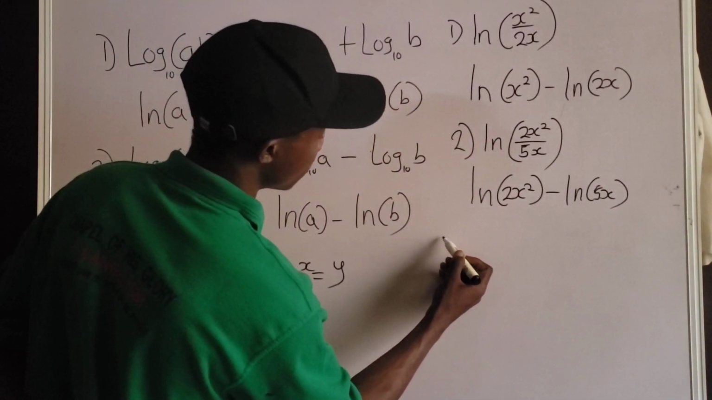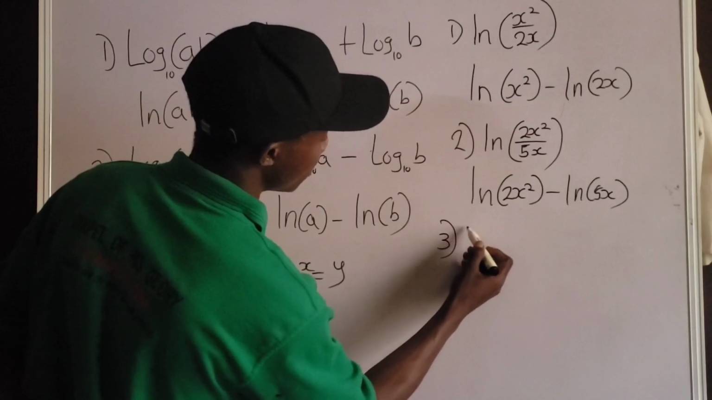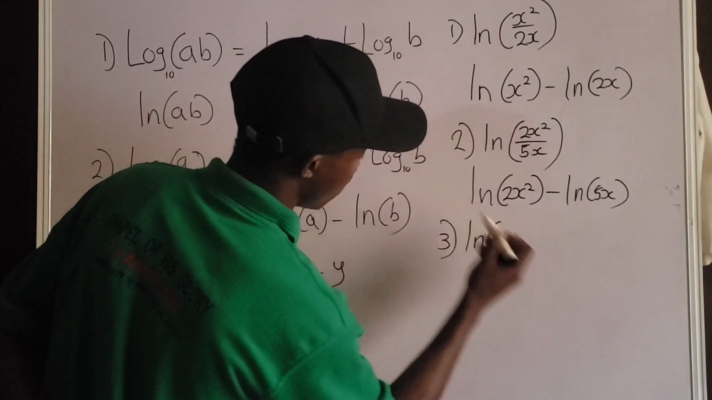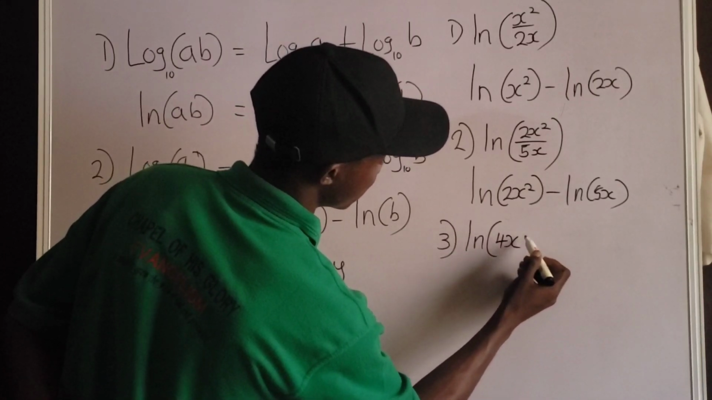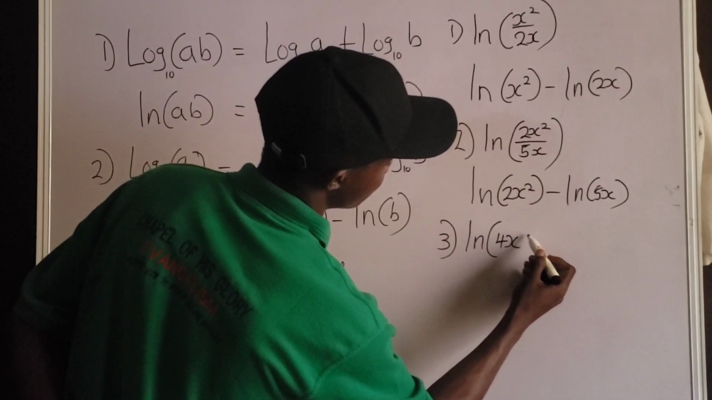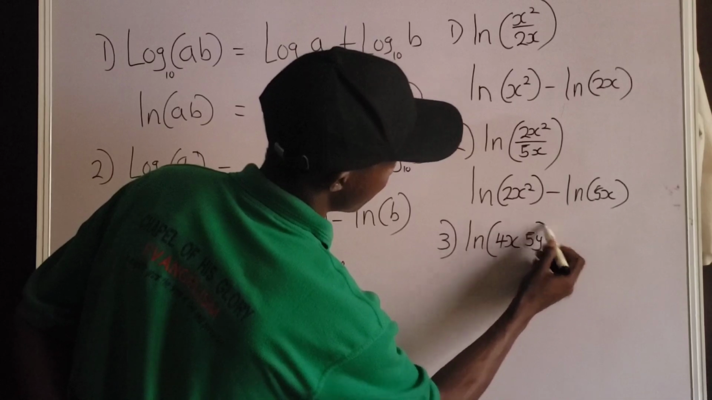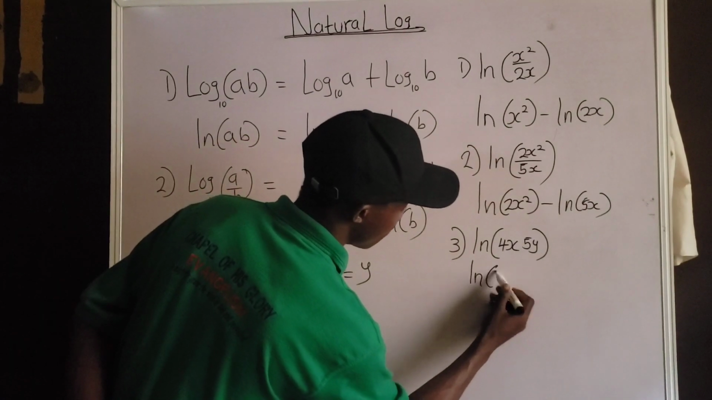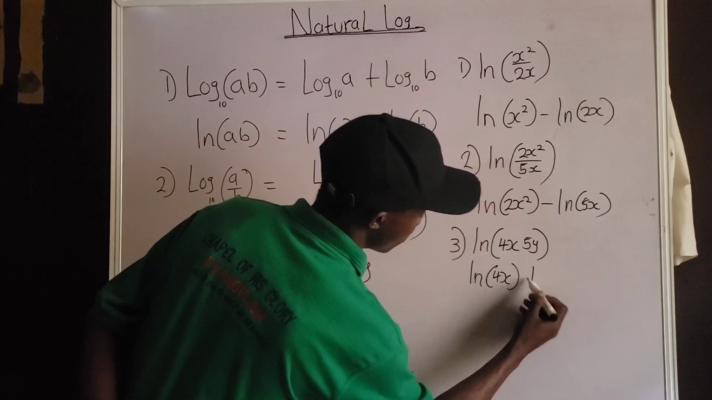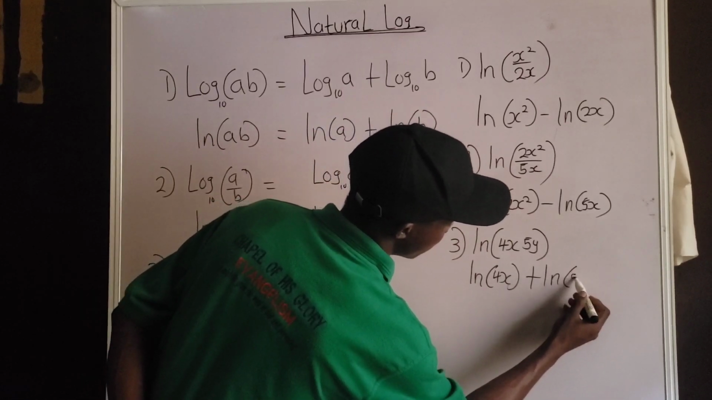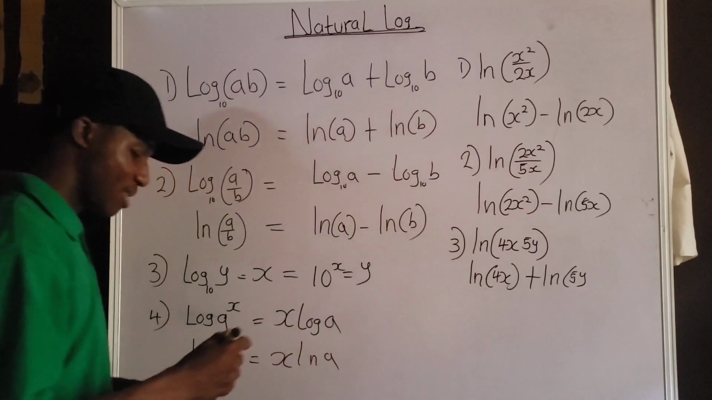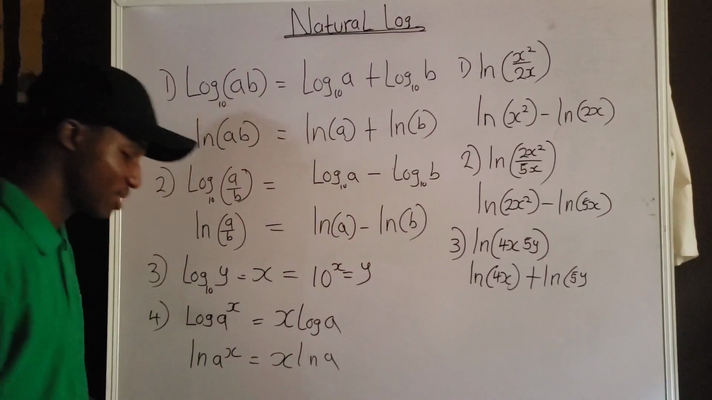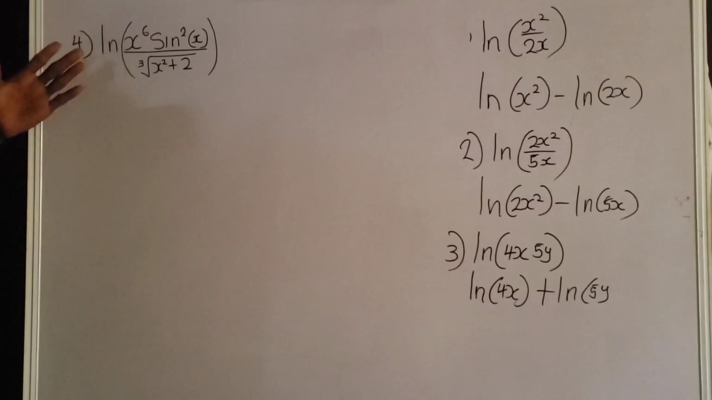Okay, let's look at another one. Let's assume that we are given question 3. We are told to expand ln 4x times 5y. This can be written as ln 4x plus natural log 5y. You understand? So we're going to proceed to another one now. Please, I want you to pay attention. Okay, let's try to expand this.